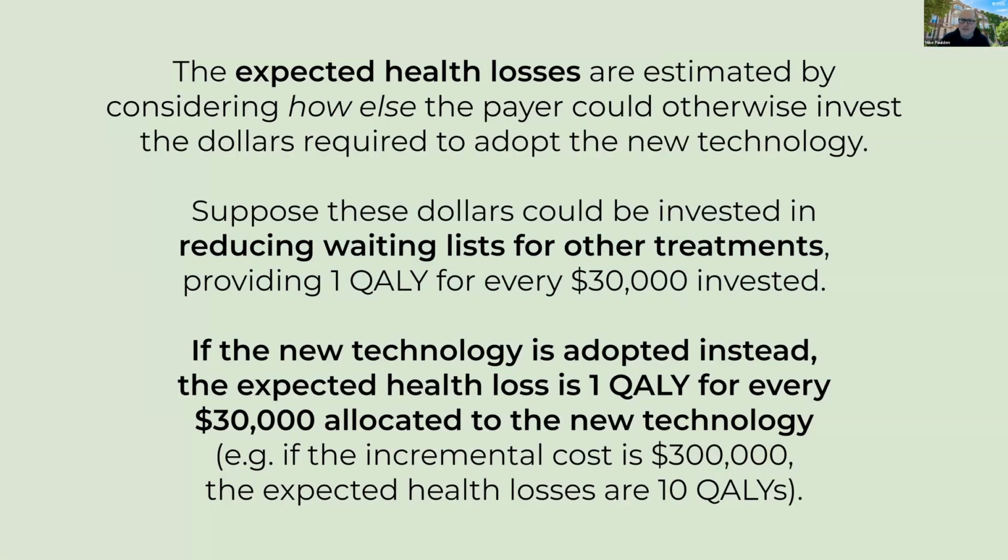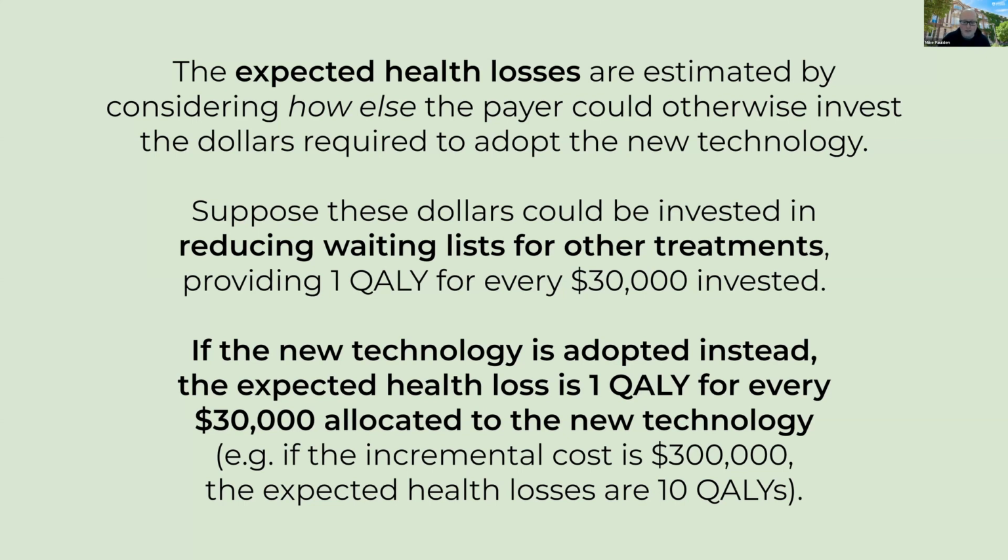The expected health losses are estimated by considering how else the payer could otherwise invest the dollars required to adopt the new technology. So we talked earlier about how those dollars could be spent on reducing waiting lists for other treatments. It could be spent on expanding primary care, providing more Canadians with access to a family doctor. There are all sorts of purposes that those dollars could be used for. And suppose that these dollars would otherwise be invested in reducing waiting lists for other treatments, and that doing so would provide one QALY for every $30,000 invested. And I'm going to talk in a few moments about where that 30,000 number comes from.